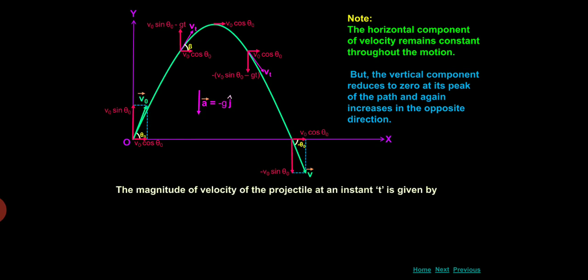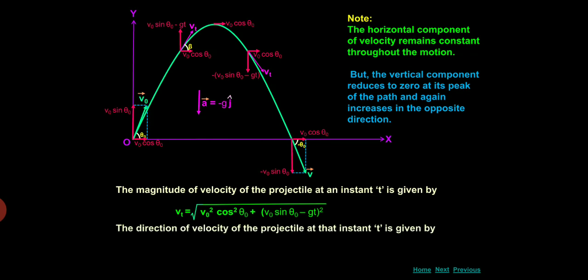The magnitude of velocity of the projectile at any instant t is given by the square root of v naught square cos square theta naught plus (v naught sin theta naught minus gt) whole square. The direction of velocity of the projectile at an instant is given by tan of the angle equal to (v naught sin theta naught minus gt) upon v naught cos theta naught, as you see using the Pythagoras theorem.